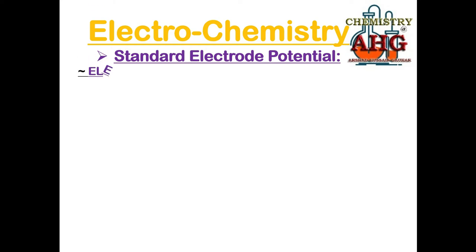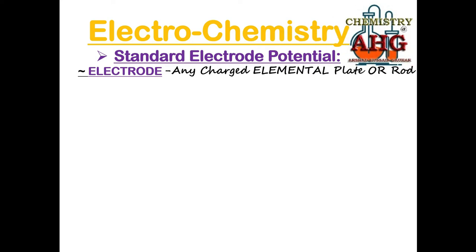Electrode, you people are studying from your elementary classes. What is electrode in chemistry? So generally speaking, you can say electrode is any charged elemental plate or rod. I have used the word element because electrode is made up of metal as well as non-metal. For the time being, in your elementary classes, you would have studied only one non-metal electrode. It is graphite, carbon, non-metal in the form of graphite.